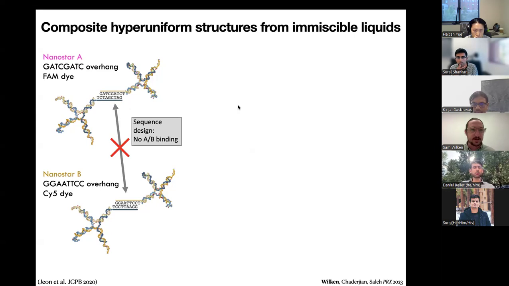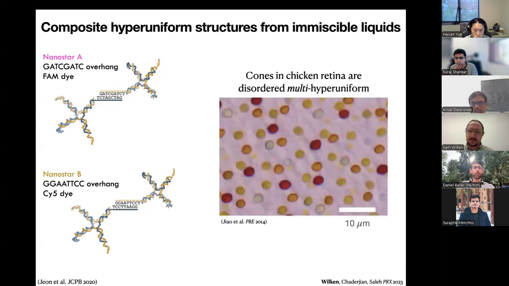And so then you can start to think about, can we have these kind of composite hyperuniform structures? The reason I think of this is because one of the first examples in living systems of what you would call hyperuniformity is the arrangement of cones in the chicken retina. It was observed that there are 5 different types of cones in the chicken retina. They form this disordered pattern that is what they call multi-hyperuniform. So it's not enough that just the red ones themselves are hyperuniform, but all of them together are hyperuniform as well. So that's what they call multi-hyperuniform.